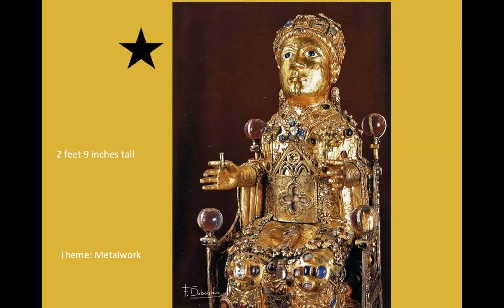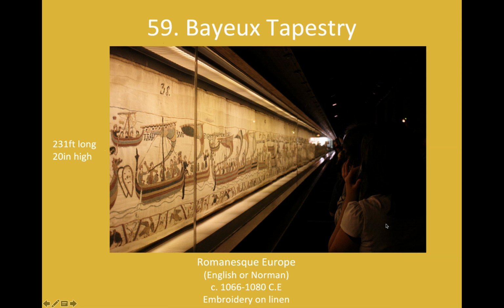Okay, and then we're going to do our second Romanesque piece, and that's all for Romanesque. This is the Bayeux Tapestry. And let's talk about it, it's another one of those ones where the language is a little weird. This is not a tapestry. A tapestry is technically where the design is woven into the piece on a loom.